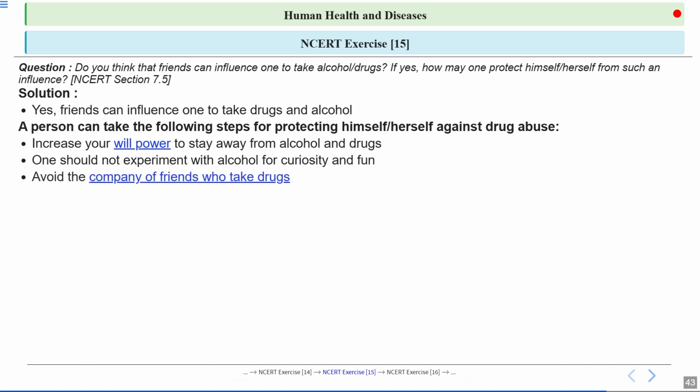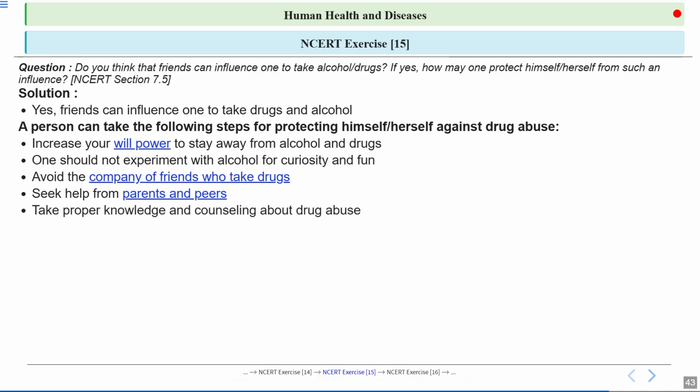Another important step is to avoid the company of friends who take drugs, just like you avoid unhealthy food to stay fit. Avoiding negative influences helps you stay fit and healthy. Now, if you feel pressured, seek help from your parents and peers. Talking to someone you trust can give you the support and advice you need to make the right decision.